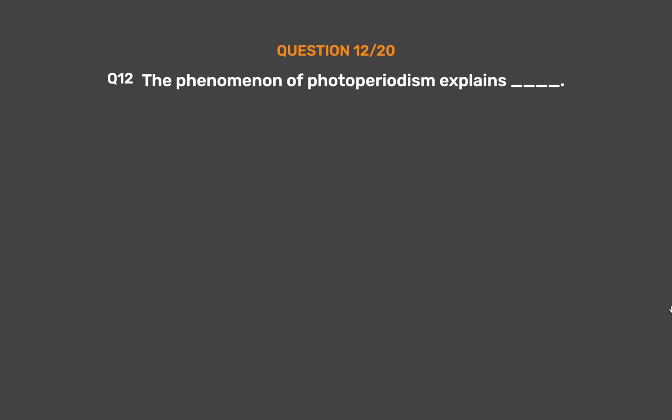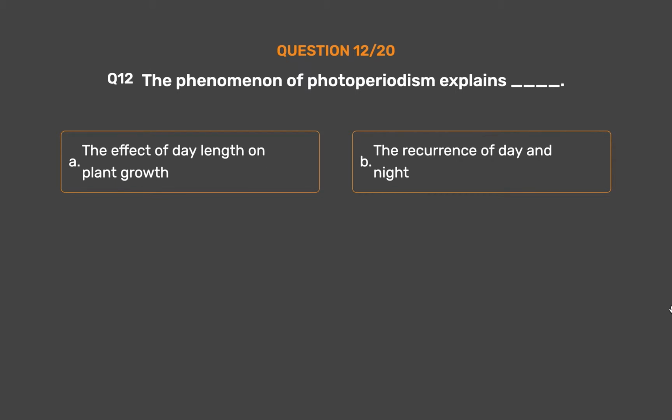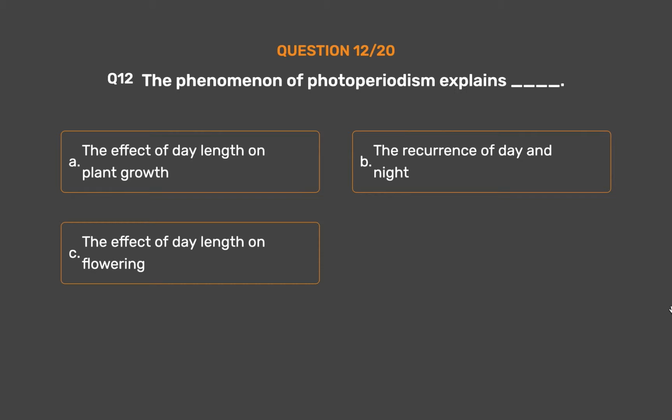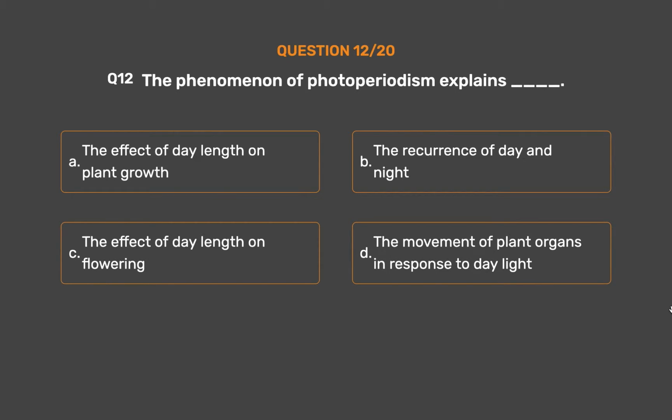Question number 12. The phenomenon of photoperiodism explains underscore. Option A. The effect of day length on plant growth. Option B. The recurrence of day and night. Option C. The effect of day length on flowering. Option D. The movement of plant organs in response to daylight.